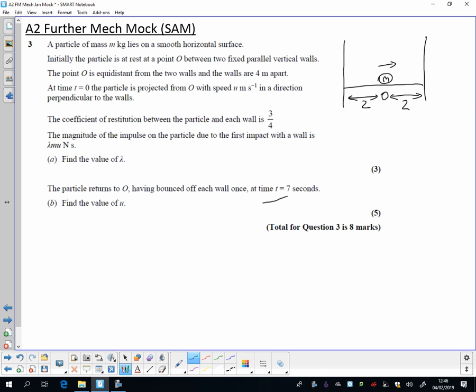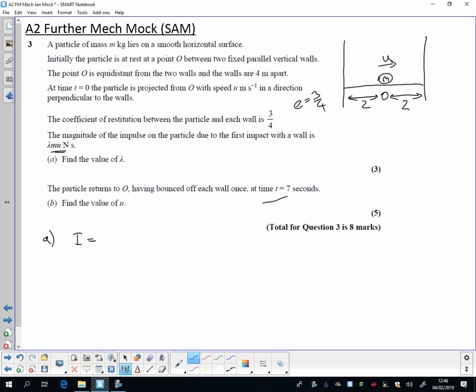Right, so at t equals 0, we're going to project this particle with speed u, perpendicular to the walls, and if you read the whole question, the particle is just going to bounce back and forth. We've got the coefficient of restitution. Then they've given us the impulse from the first wall, and we want to find lambda.